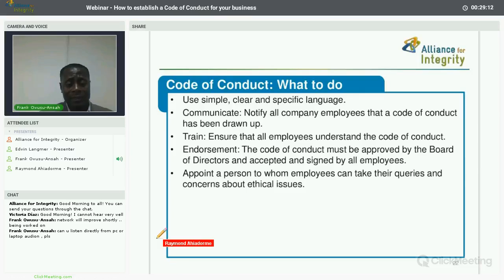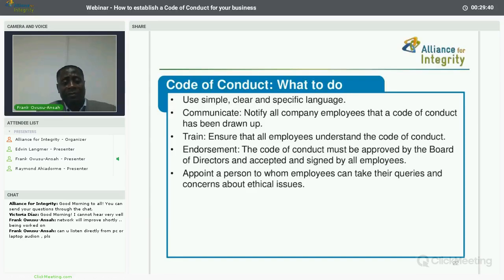Then it has to be communicated. Of course, this is a very important document which is trying to introduce employees to the do's and the don'ts. It needs to be communicated. When employees become aware that the document exists, that helps with the process of getting the buy-in of the employees. Because if they are not aware, if they don't know it, they cannot comply with it.